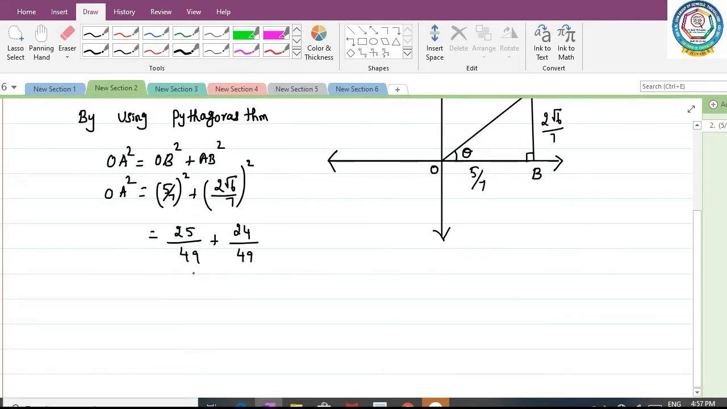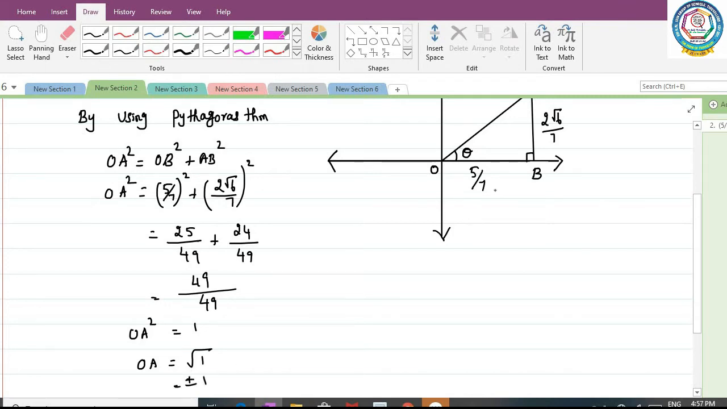Now both denominators are equal, so directly you can add the numerators. 25 plus 24 is 49, that is equal to 49 by 49, which is 1. So OA square is equal to 1. Therefore OA is equal to the square root of 1, that is plus or minus 1.